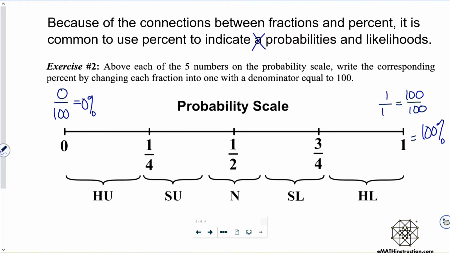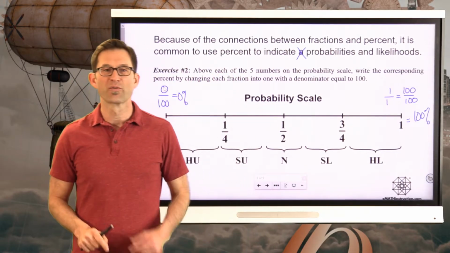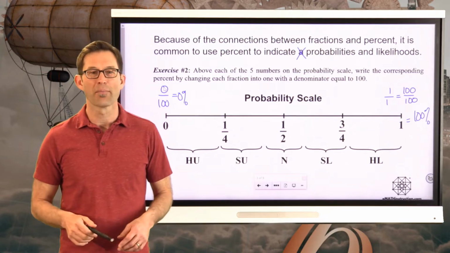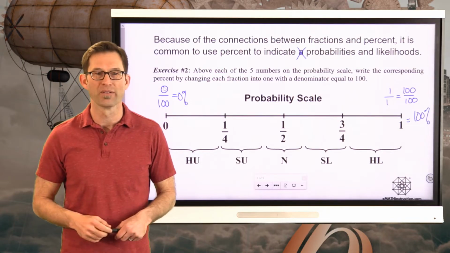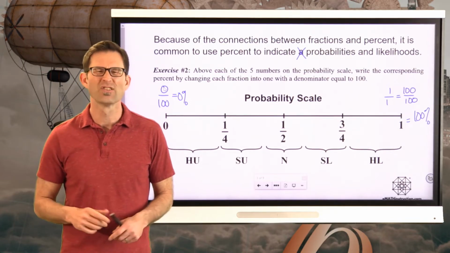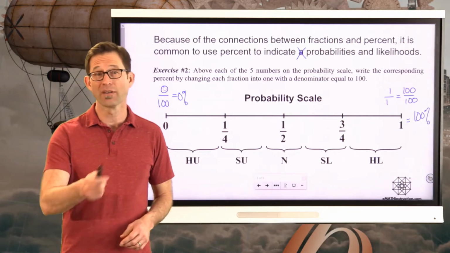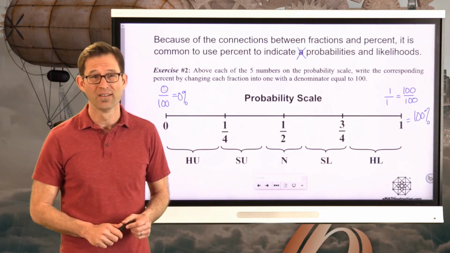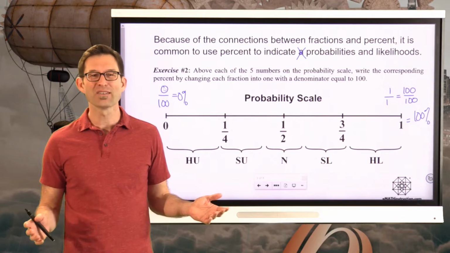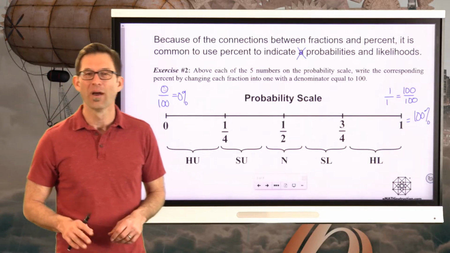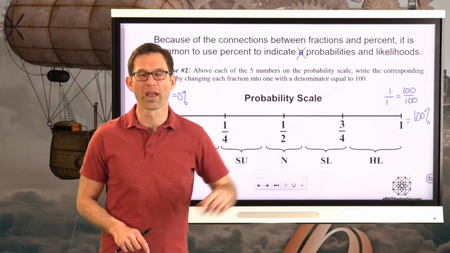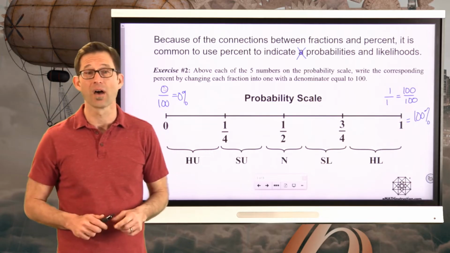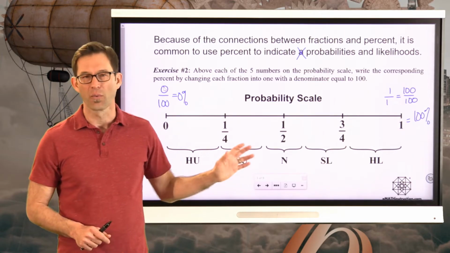Well, that's 100%. And probably most people feel a lot more comfortable saying that the probability of something happening is 100% versus the probability of something happening is 1. That just sounds strange. Yeah, the probability it's going to rain tomorrow is 1. I mean, can you imagine a weather forecaster saying that? It makes a lot more sense for the weather forecaster to say, well, the probability that it's going to happen is 100%.